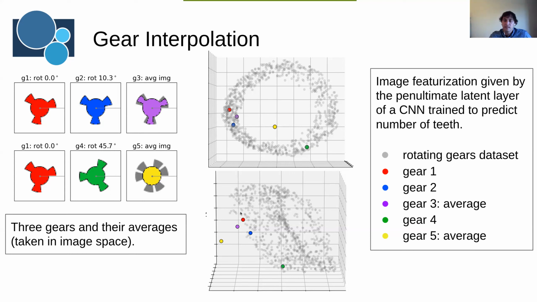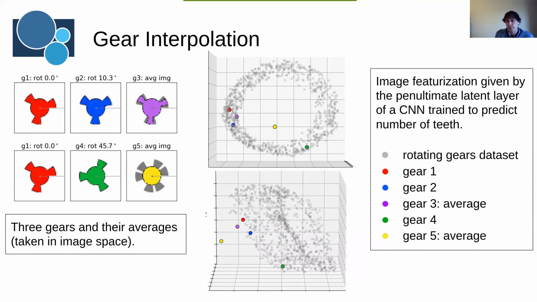If you look at the red gear and the blue gear, they're very close in the sense that you take the first one and rotate it 10.3 degrees and you get the blue one. So to go from red to blue, I just rotate it a little bit. And in the middle image, you see that the red and blue dots are fairly close to one another. So this would be a small-scale interpolation, something you'd want to tell the model: yes, you can interpolate between those two. They're so close, that seems reasonable.